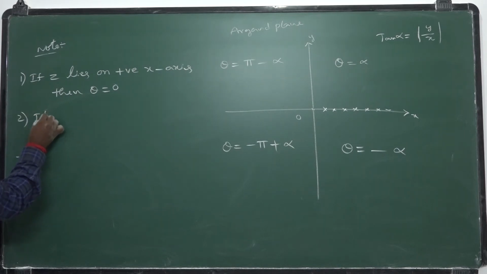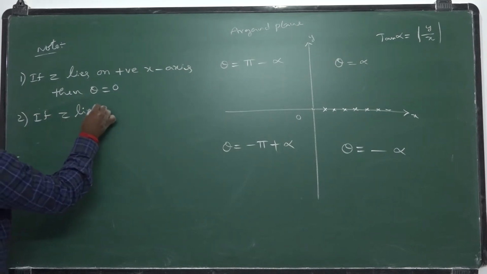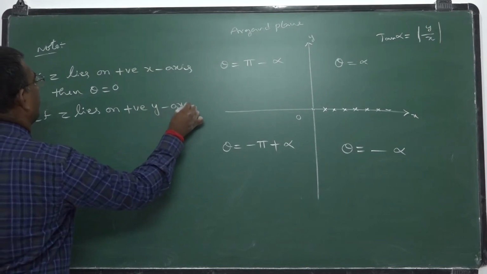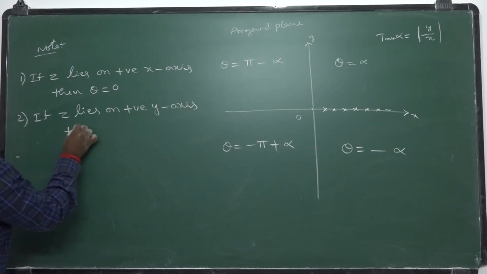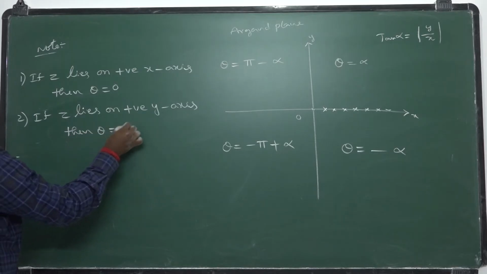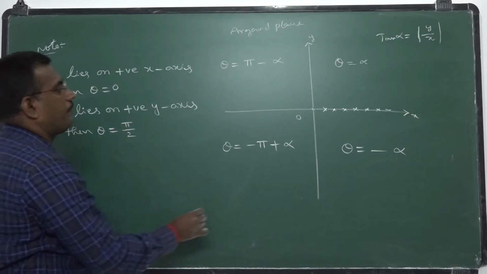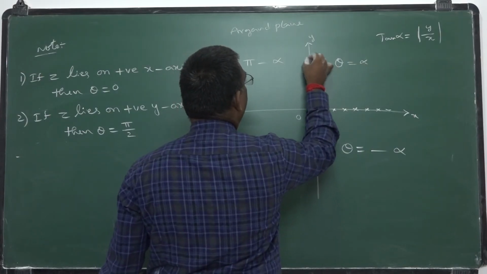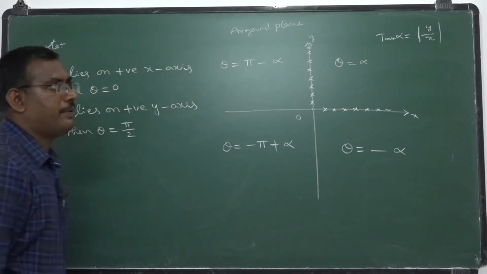If z lies on the positive y-axis, then theta is equal to pi by 2. If the point lies on the positive y-axis, then its argument will be equal to pi by 2.